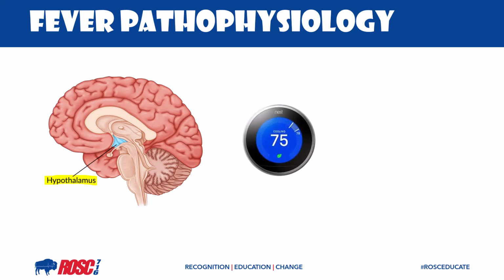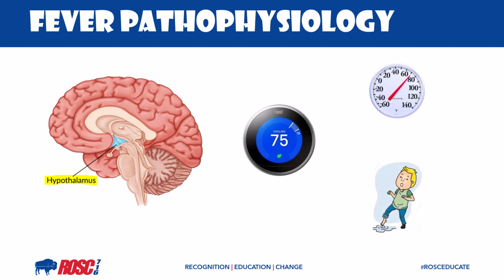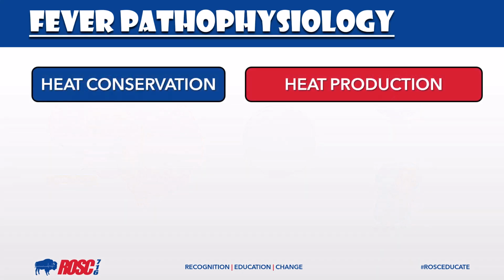All thermostats need a thermometer. So there's 2 types of neurons for temperature sensing in the body. One looks out in the periphery, almost like a remote thermometer. And the other is the hypothalamus itself, almost dipping its toe in to understand what the temperature is. So the hypothalamus sets the thermostat. The sensory neurons report the temperature. And when necessary, the hypothalamus triggers the heat to turn on. It does this by 2 different ways: heat conservation and heat production.